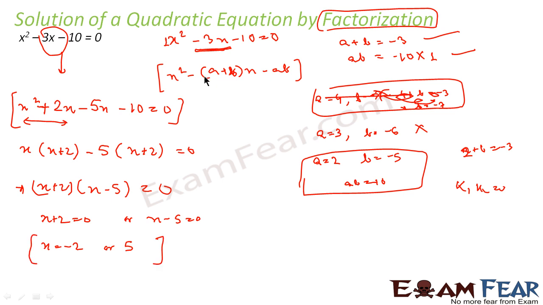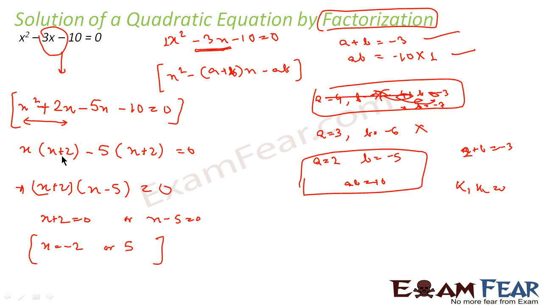The minus 3x part, I have written in this fashion such that a plus b is equal to minus 3 and ab is equal to minus 10 into 1. This is 1 actually. And I found that 2 and minus 5 suit my condition. That is, a is equal to 2 and b is equal to minus 5 suit my condition. Then instead of minus 3x, I wrote plus 2x minus 5x.